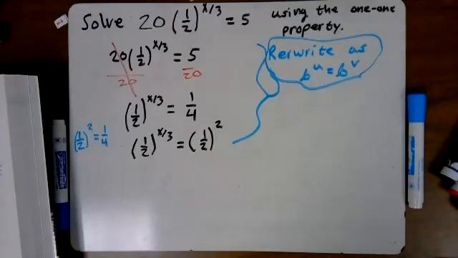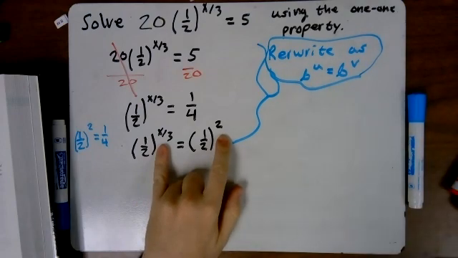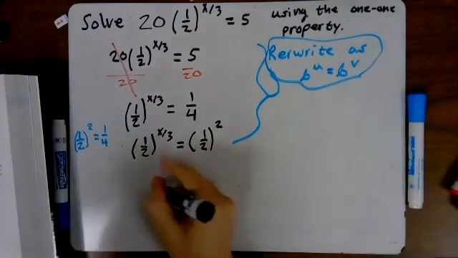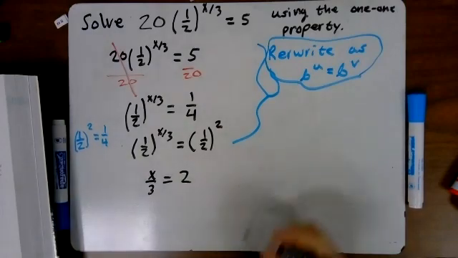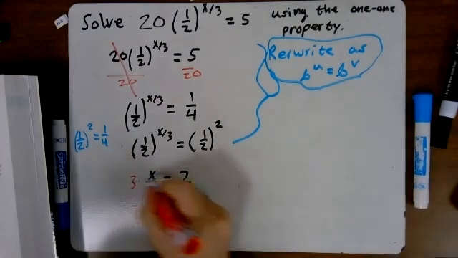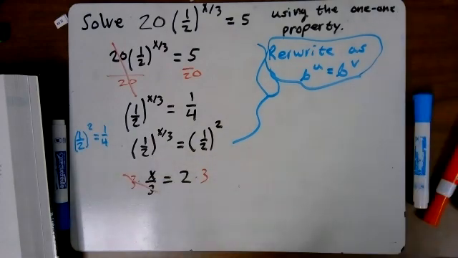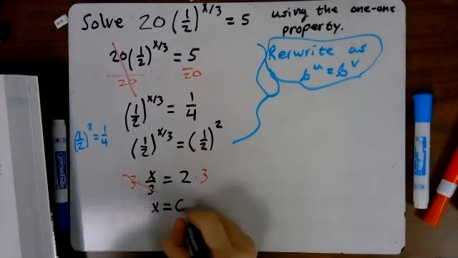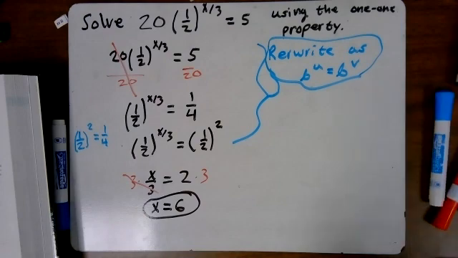All right, the one-to-one property means that both of these exponents are equal to each other. So we can rewrite it as x over 3 equals 2, cool beans. Multiply both sides by 3, cancels the denominator there. And we have x equals 6. Isn't that nice?